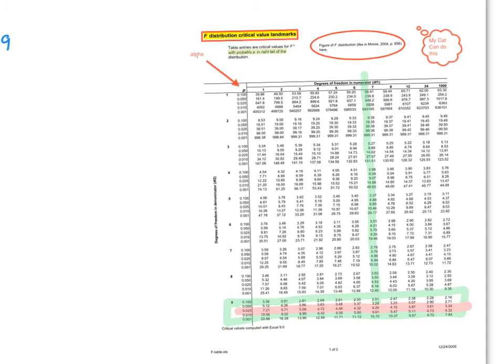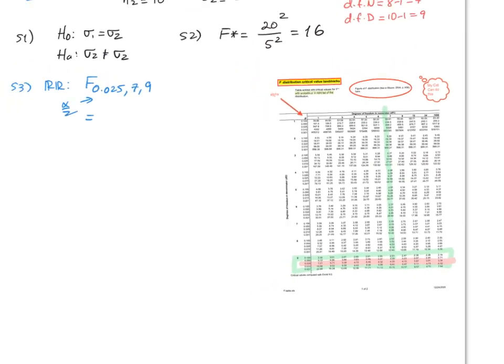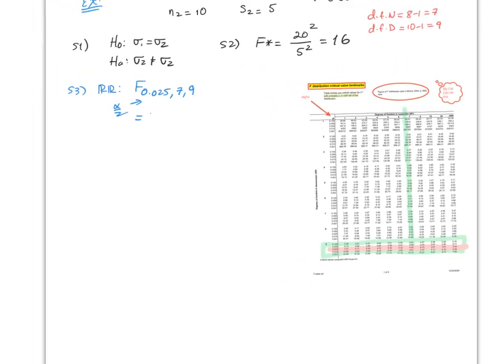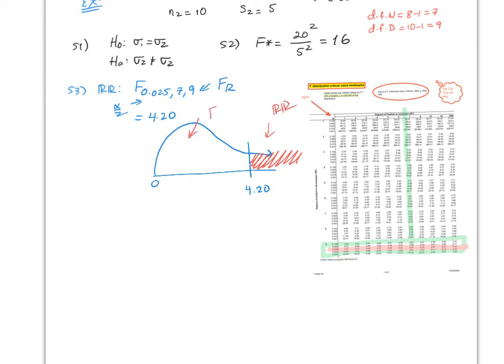So that will be 4.20. So therefore the rejection region is going to be 4.20. Remember, this is technically just the right side. So the rejection region is going to be here. This is 4.20. So any number here should be rejected, and here it will be fail to reject.